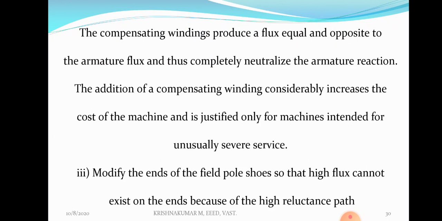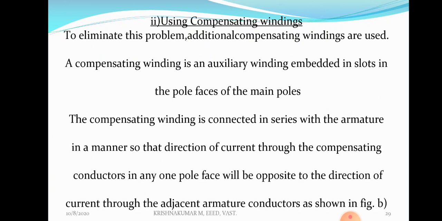The first method is by using interpoles or commutating poles, we can reduce the effect of armature reaction to a certain extent, but we can provide interpoles only to those machines which have low speed or low size. So that method is applicable only for low speed and low size machines. And the second method is compensating winding.